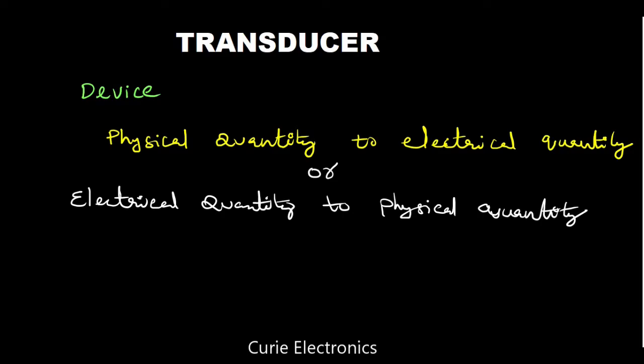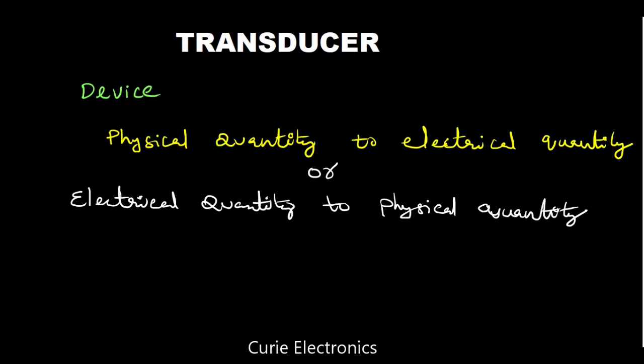What do you mean by physical quantity? Can you give an example? Force, pressure, temperature, all these are physical quantities. So, the temperature we can convert to electrical signal. So, that is an example for physical quantity to electrical quantity.